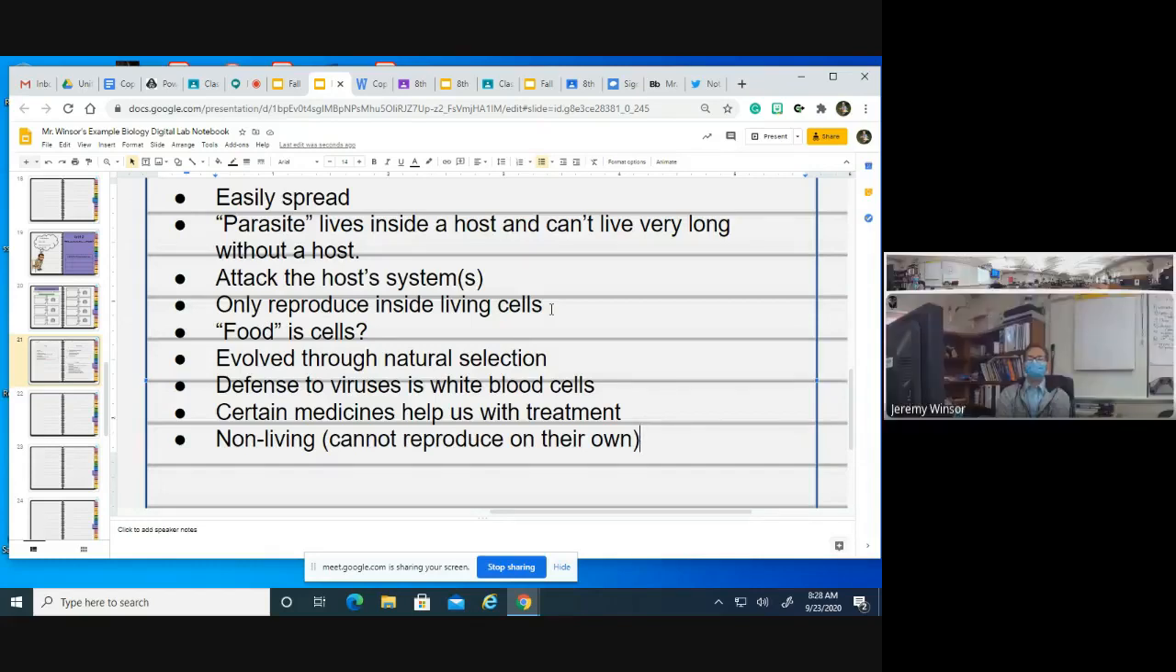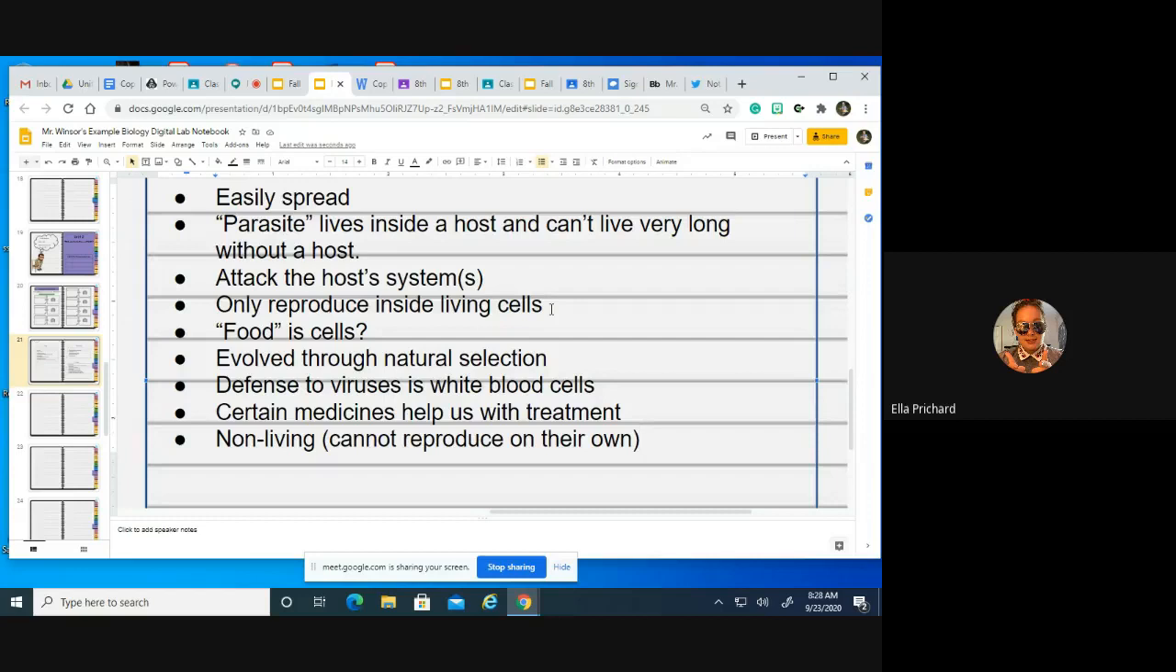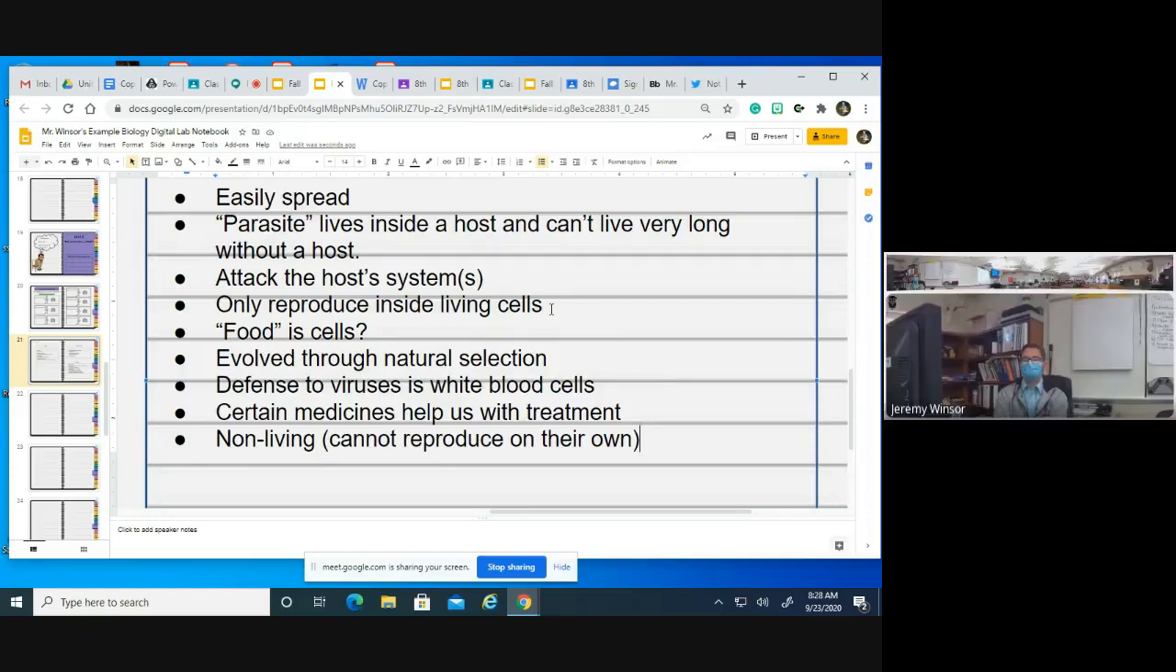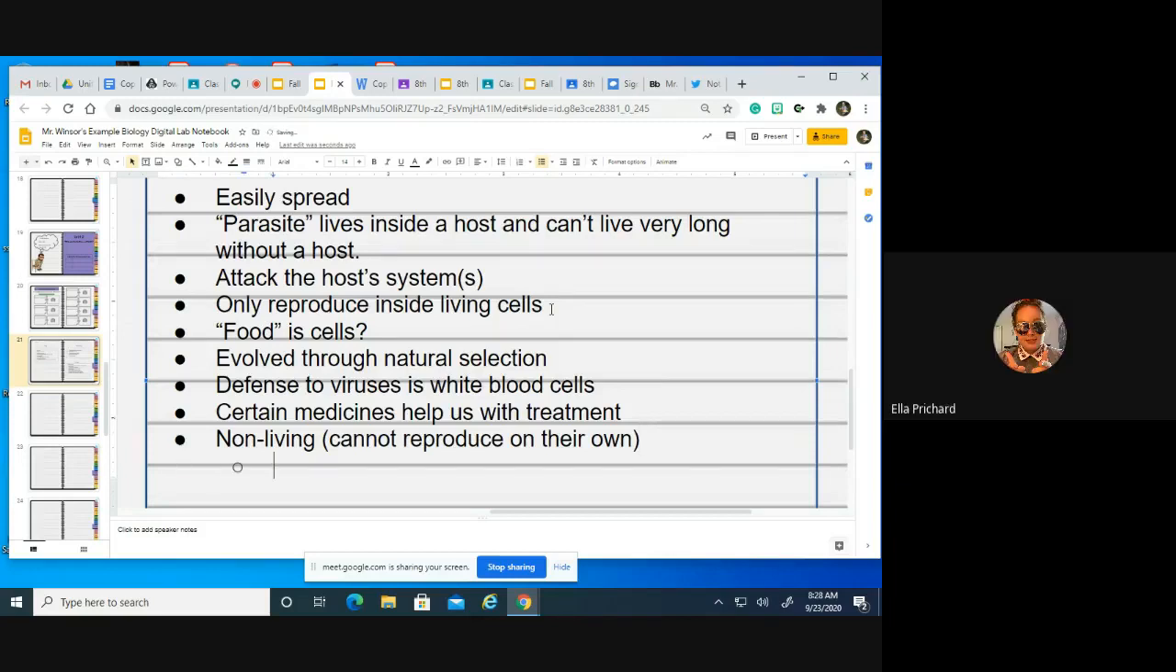Mr. Windsor. Yes, ma'am. So I actually thought they would be living. Okay. Because, hold on, I wrote down why. Because they feed off their hosts and they give off stuff to make them sick. And the medicine that you guys were talking about kills them, and you can't kill something if it's not living. And it's kind of like a bacteria, and they're living because they grow and stuff.